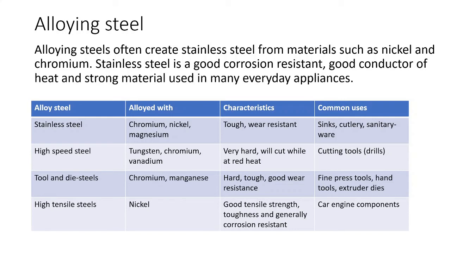Then you've got high tensile steels, which are made with nickel, which are essentially used for car engine parts because it can withstand quite a lot of heat, and it's got good tensile strength. So you're talking about pistons and those sorts of things where it's getting heated up and it's being pulled and pushed quite a lot. So it's got very good strength in those sorts of circumstances.